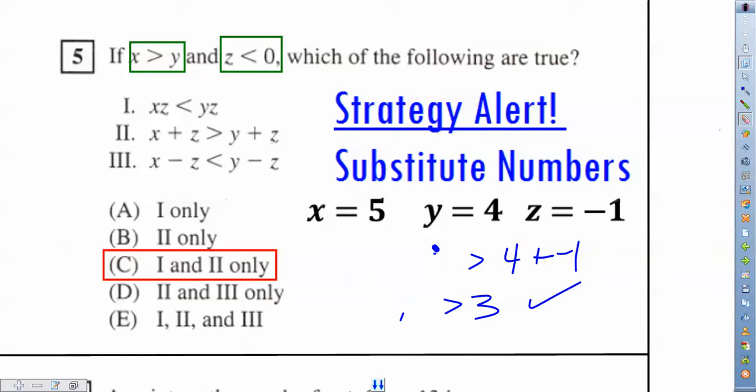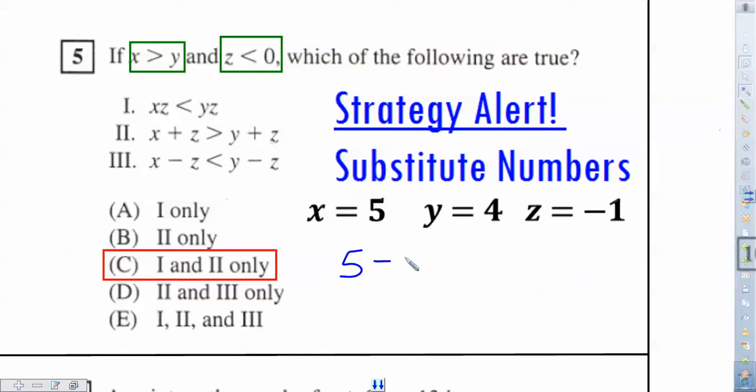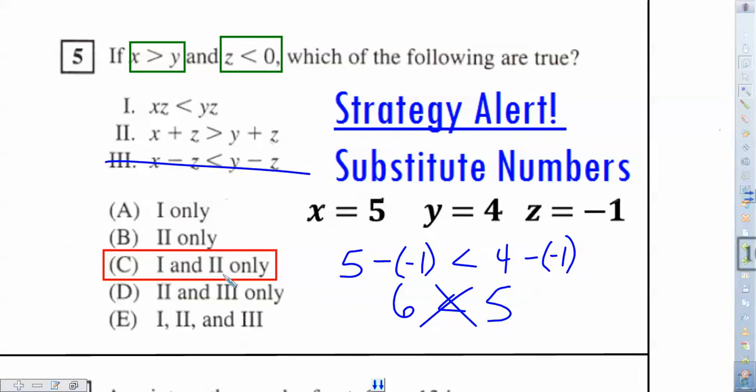But notice that if we look at situation number 3, we're going to be in some trouble here. If we have 5 minus a negative 1, and we're trying to check to see if that's less than 4 minus a negative 1, then if we're actually adding that, we have 6 being less than 4 plus 1, which is 5. That's not true, so it does not work there. So it works for 1 and 2 only.